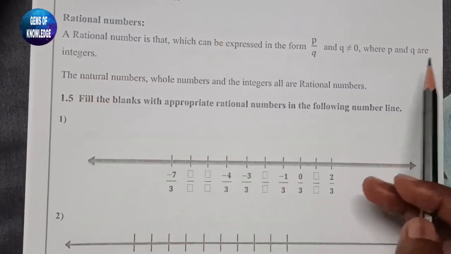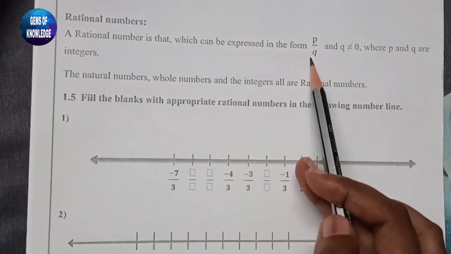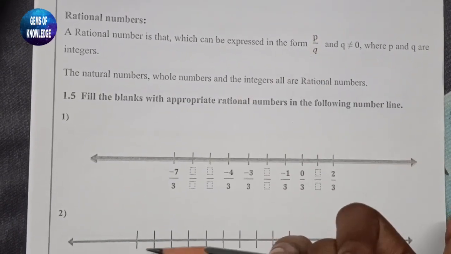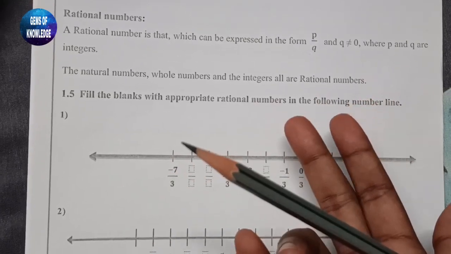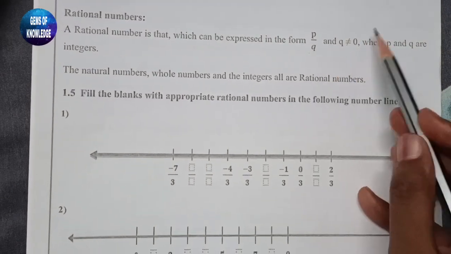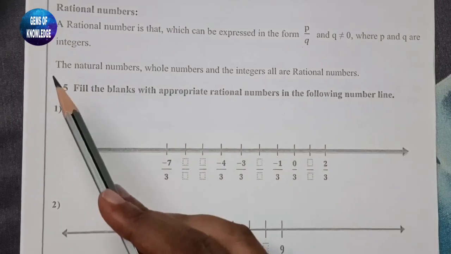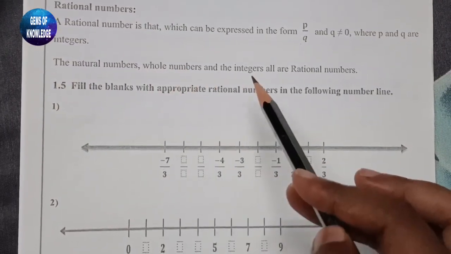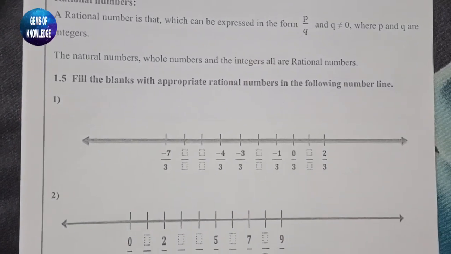The condition must be that p and q both must be integers. Integers means either it must be a positive number or it may be a negative number, it may be 0 also, but the condition here is q must not be equal to 0. That is the rational numbers. The natural numbers, whole numbers and integers are all coming under the rational numbers.